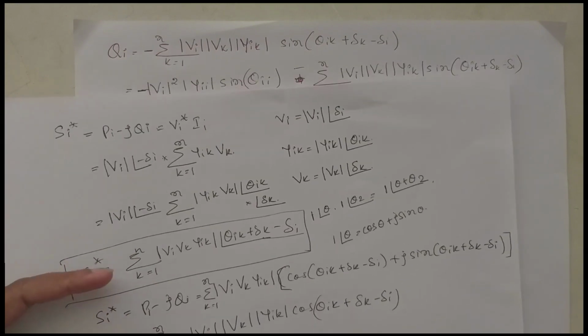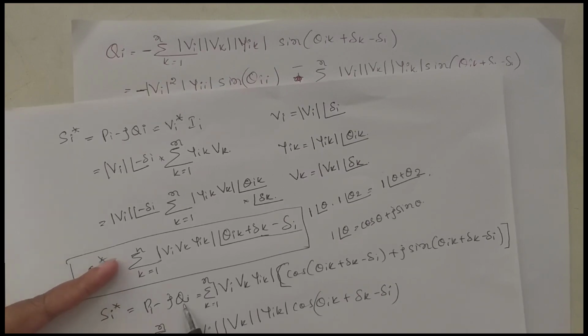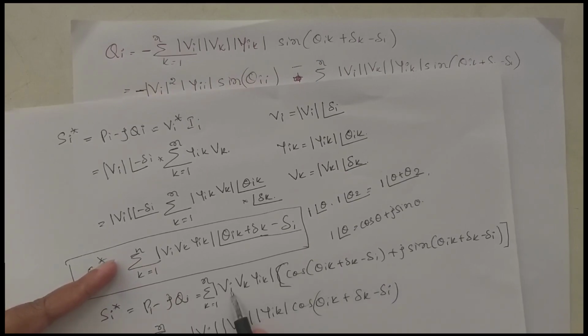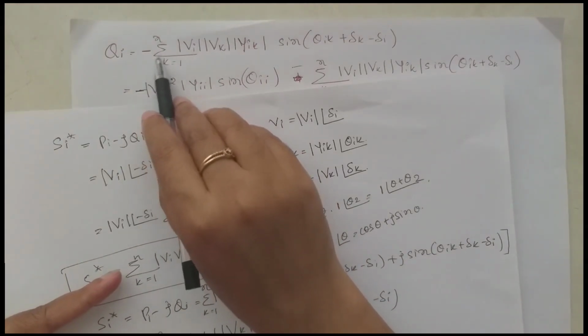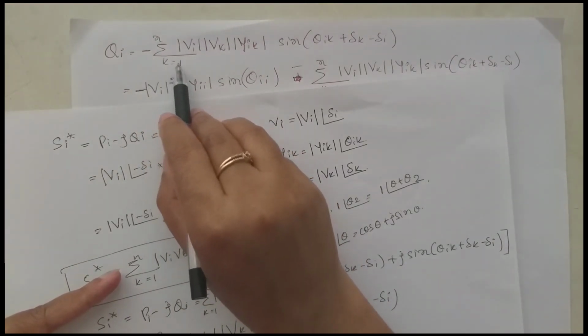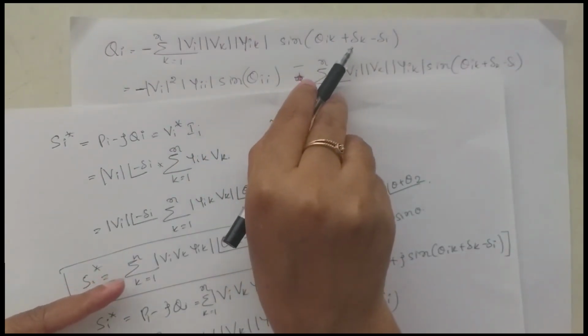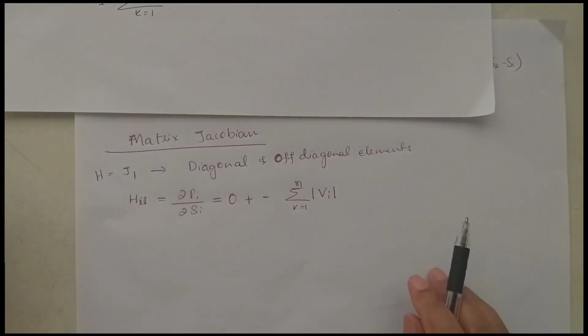Okay, and Qi, we just compare this, Qi which is equal to, okay, here Pi minus jQi is there, so minus Qi is equal to summation Vi Vk Yik sin(theta ik plus delta k minus delta i). Qi is equal to minus summation where k varies from 1 to n, Vi Vk Yik sin(theta ik plus delta k minus delta i). Next, Jacobian matrix we have to find.